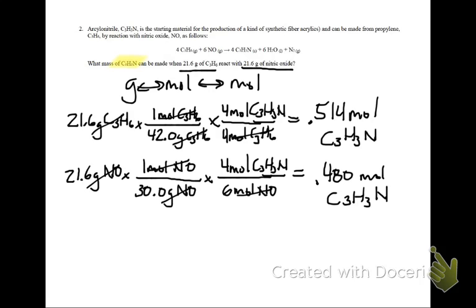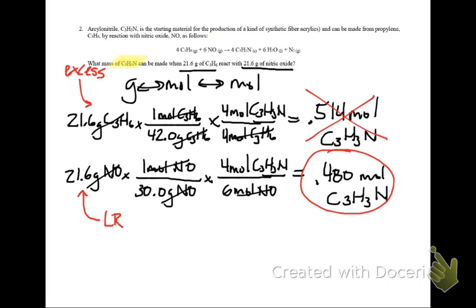Let's say it together. Our limiting reactant is nitric oxide. So we cannot produce 0.514 moles. We won't have enough. We're going to only make 0.480 moles of acrylonitrile. So that means our C3H6 is going to be in excess, and our nitric oxide is going to be our limiting reagent. It's the one that we're going to run out of first.